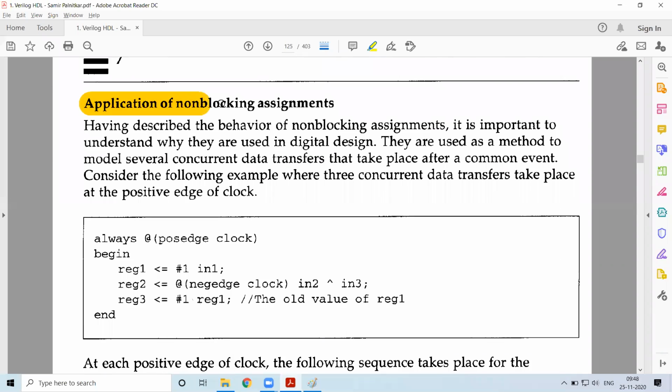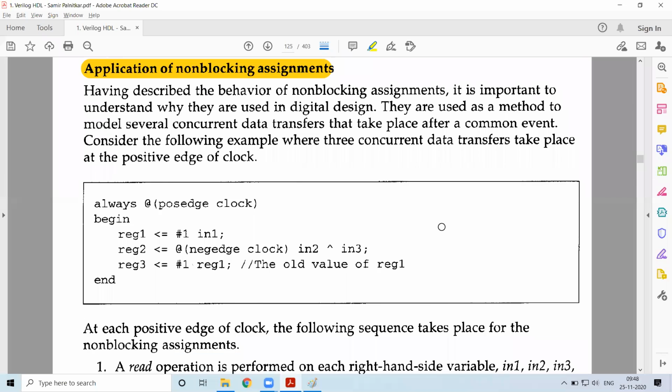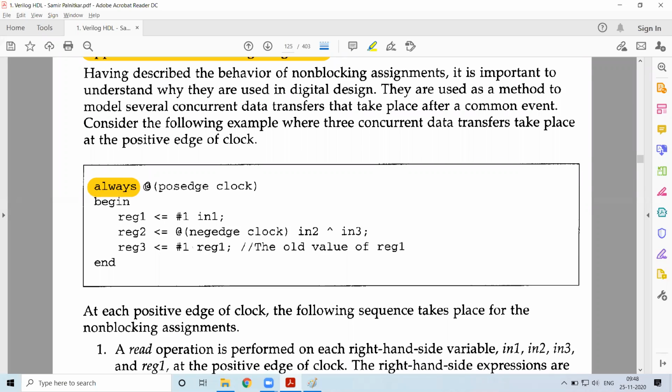So here is one application related to non-blocking assignments. Whenever a positive edge is observed, you take these registers and assign them. Here, all are non-blocking assignments, so this has to be executed, this has to be executed, this has to be executed. Now there is a problem with this also when you are dealing with coding, so you should keep even those things in mind.